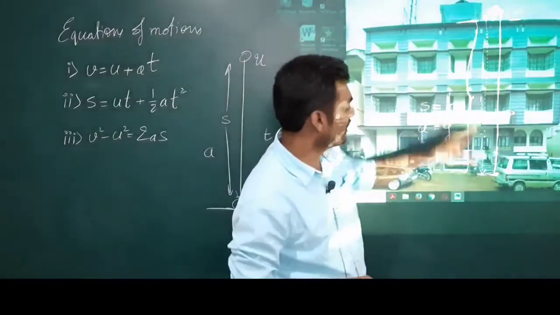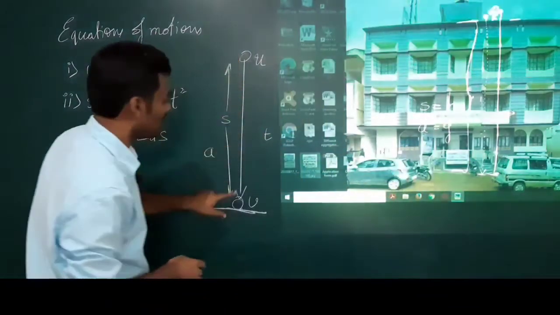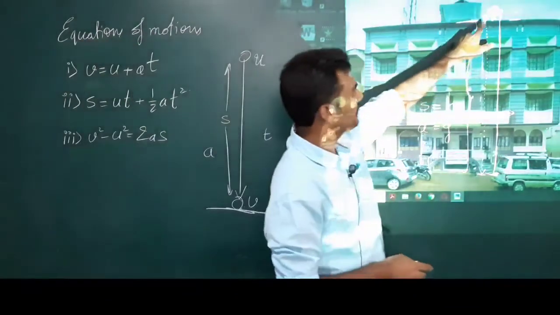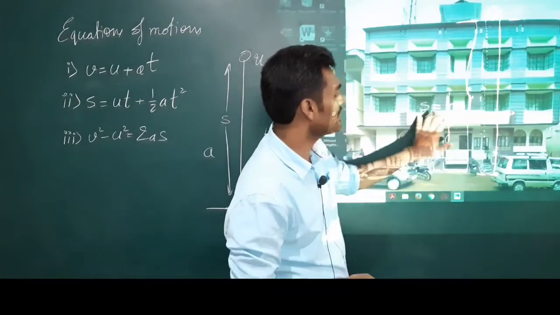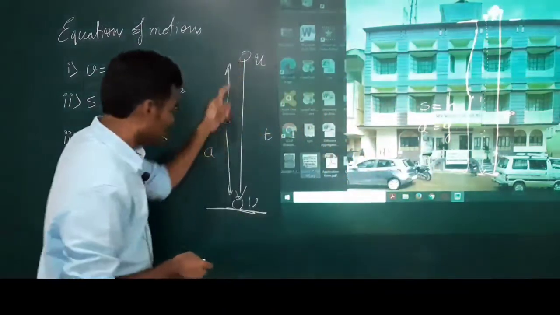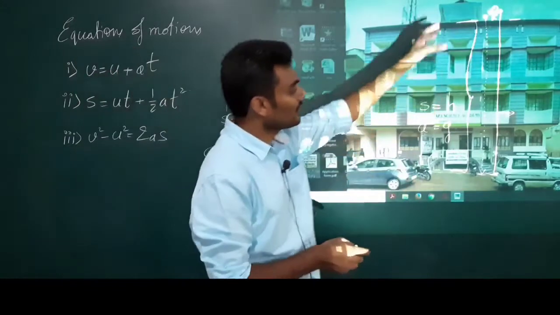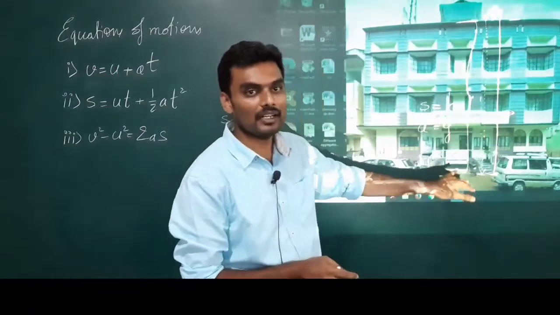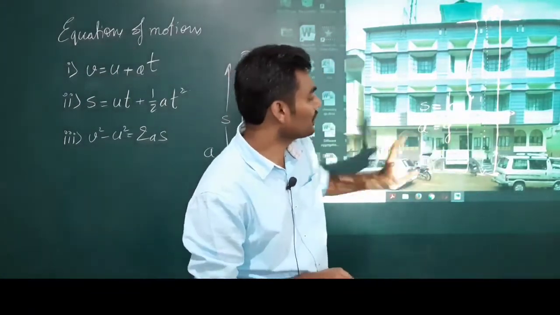The body falls from here to here. Here I took that as s, but here the height is taken as h. So s and h are one and the same now. And here the acceleration was a, and since it is falling under gravity, a becomes equal to g.